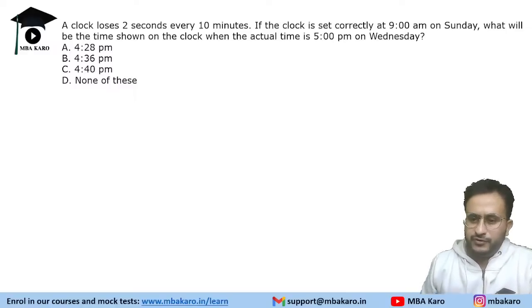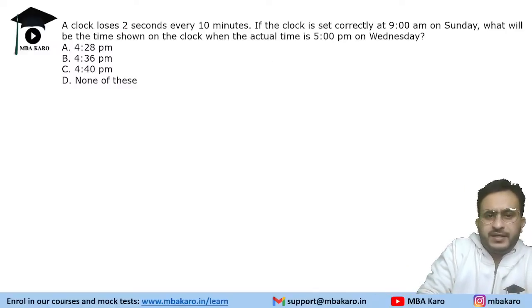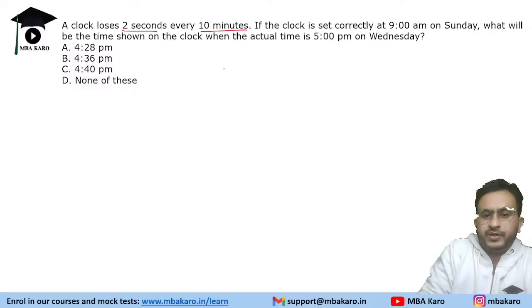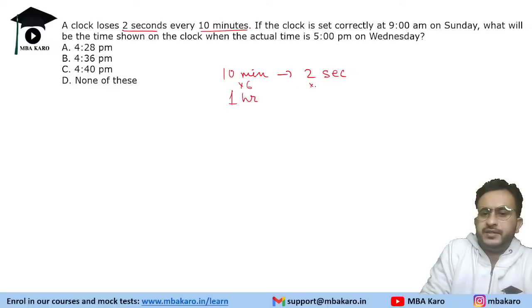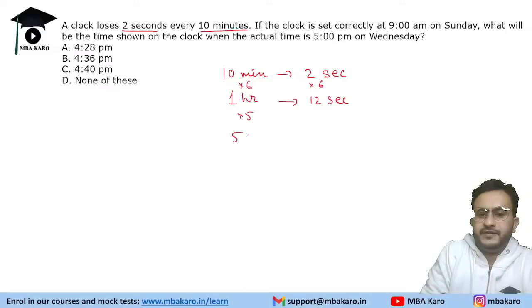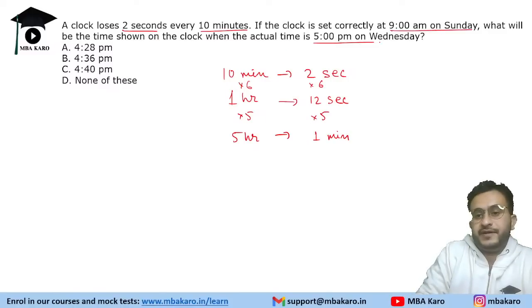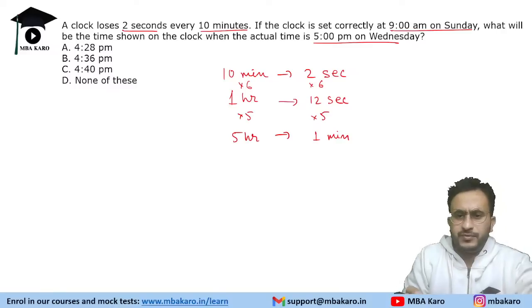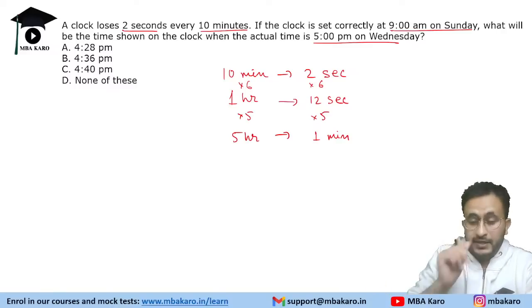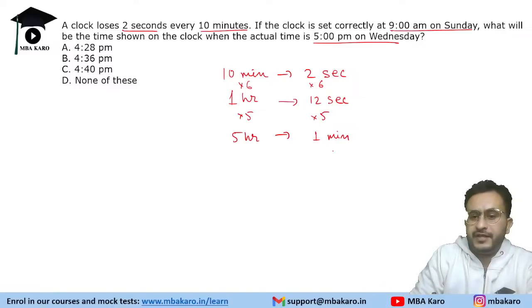Okay, so 444. All right, so let's see this. Simple: 2 seconds every 10 minutes. So in 10 minutes, it loses 2 seconds. So in 1 hour, that is 6 times, it will lose 12 seconds. Now if we multiply by 5, in 5 hours, it will lose 1 minute. In 5 hours it loses 1 minute. 9 a.m. on Sunday, 5 p.m. on Wednesday. I mean, it should be the same; we'll have to assume that it is the same Wednesday. So it is 5 hours, it is losing 1 minute.